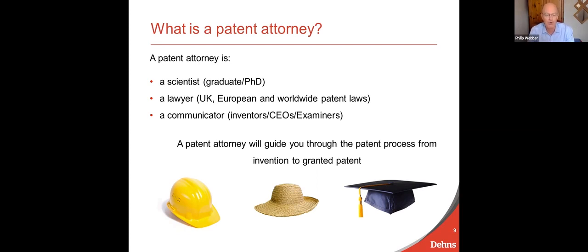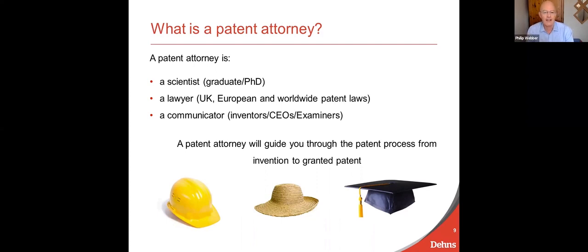And it is vitally important for the patent attorney to understand your invention. For example, my background is pharmaceuticals and biotech. I would never deal with a mobile phone invention because I wouldn't understand it. And if the patent attorney can't understand your invention, you're not going to get a very good patent.